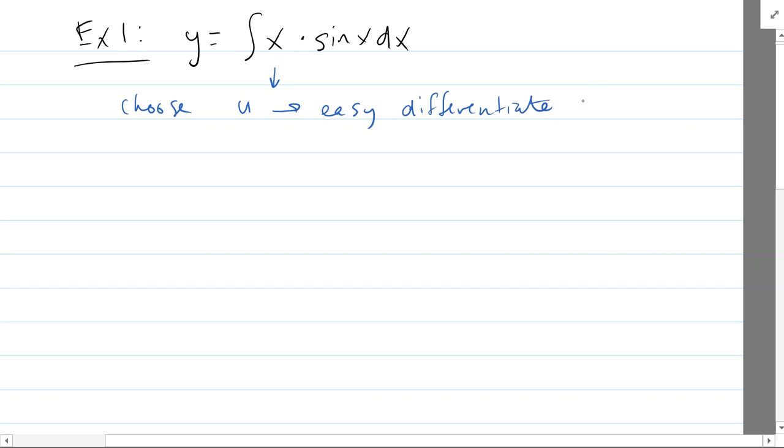It also means it is going to get simpler. There are things that you can take the derivative of that doesn't make it the thing you want to do, because it doesn't get any simpler. The whole idea is you want to pick a u where if you take the derivative, it gets simpler and easier to handle. For instance, x: what's the derivative of x? 1. What's the derivative of 1? 0.